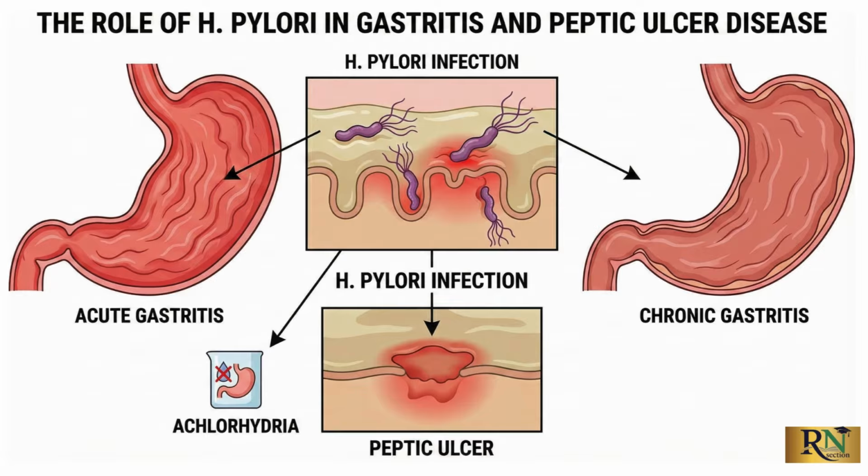So peptic ulcer disease is the erosion of the GI mucosa due to acid and pepsin occurring in the stomach or duodenum. So peptic is the pepsin acid damage, stomach or duodenum source.